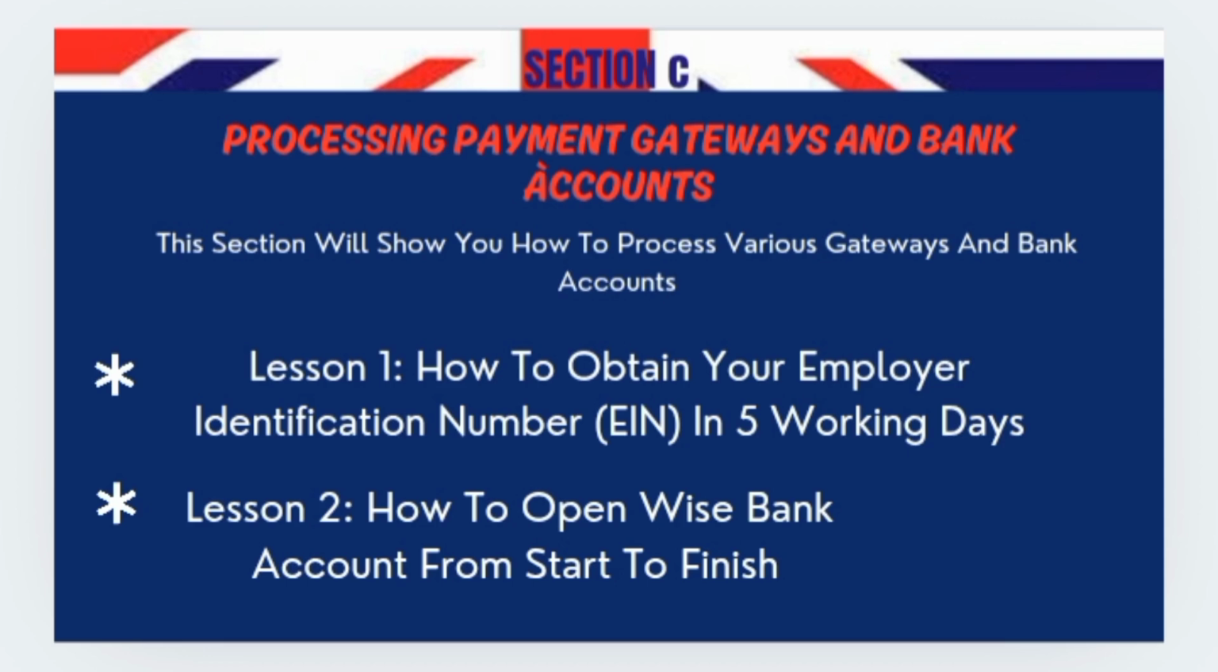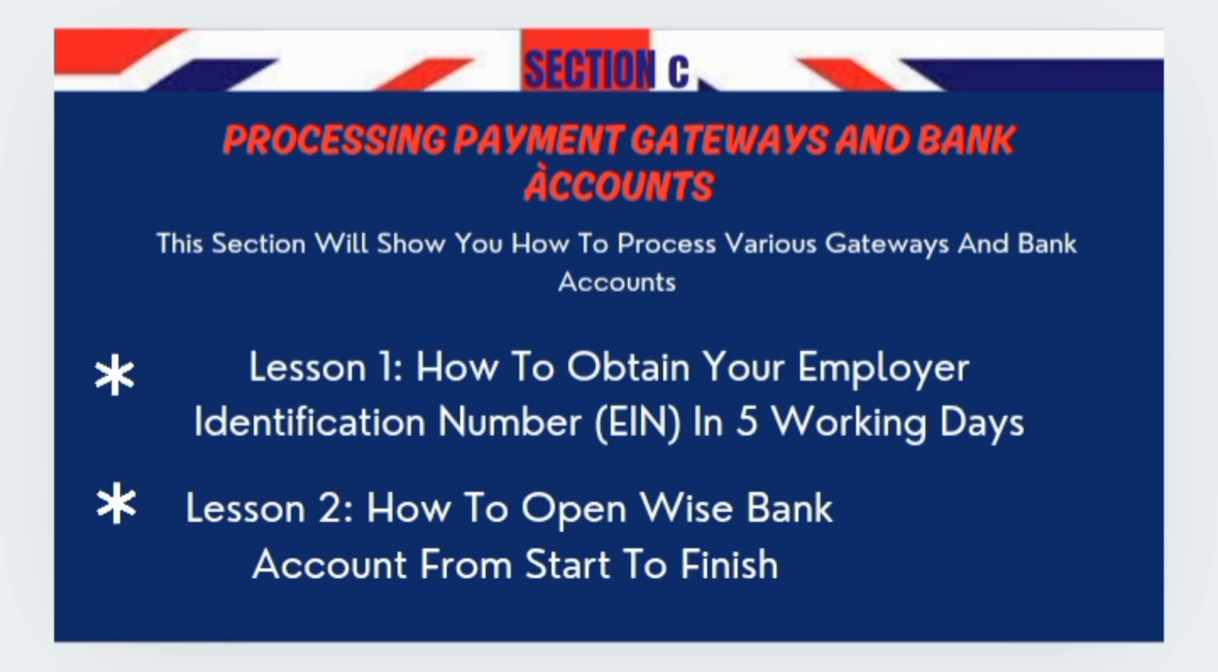Now we have three sections: section A, section B, and section C. Section A deals totally with the US, section B deals totally with the UK, and section C is a combination of both A and B. The knowledge here is needed. It covers processing, payment gateways, and bank accounts. This section will show you how to set up various gateways and bank accounts.